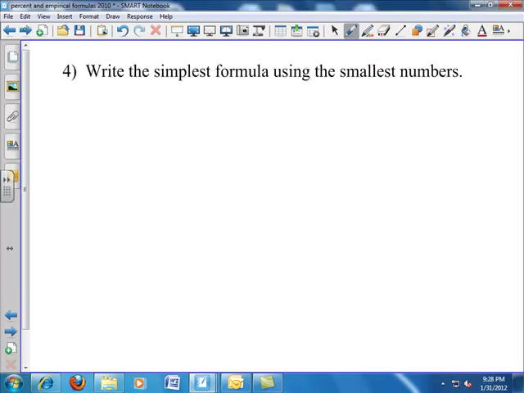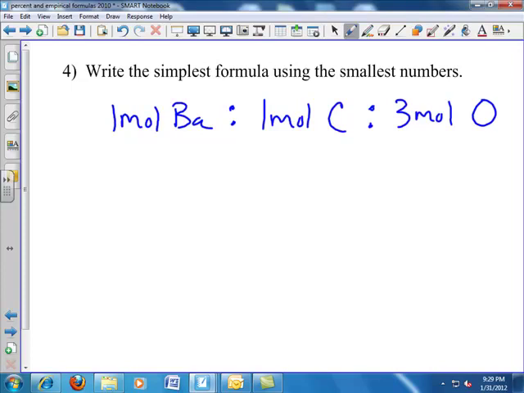Now what I want to do in my last step is write the simplest formula using these now smallest numbers. So what I have is 1 mole of barium to 1 mole of carbon to 3 moles of oxygen. So that's going to turn out to be BaCO3.